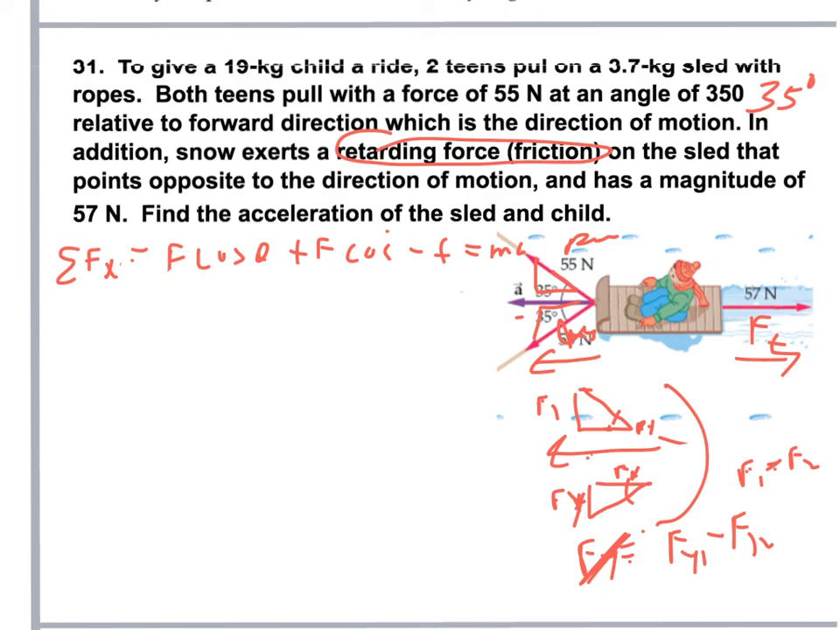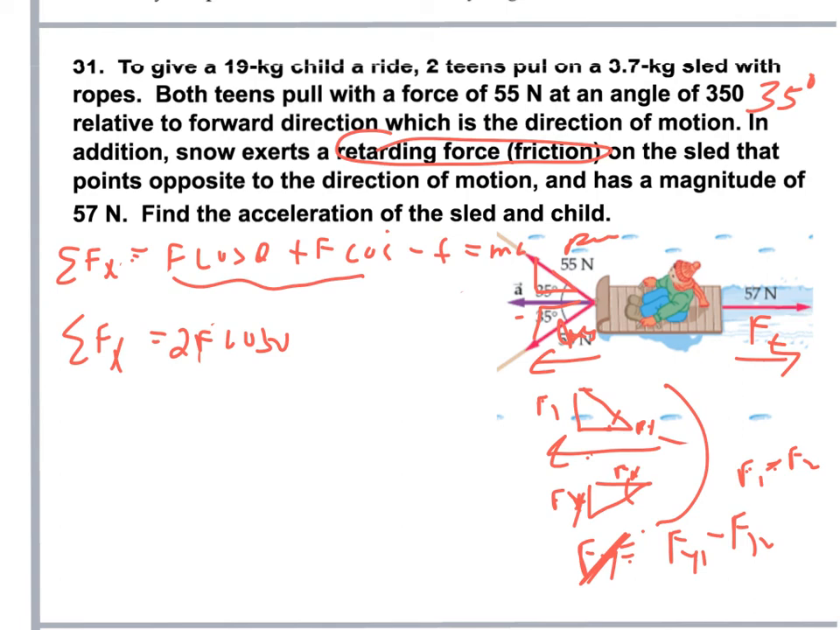So now the mass on the MA side of the equation means the mass of the sled plus the mass of the child. So we can rearrange this equation, and we can say the summation of our forces in X is going to equal 2f cosine theta. So it's these two that get added together.